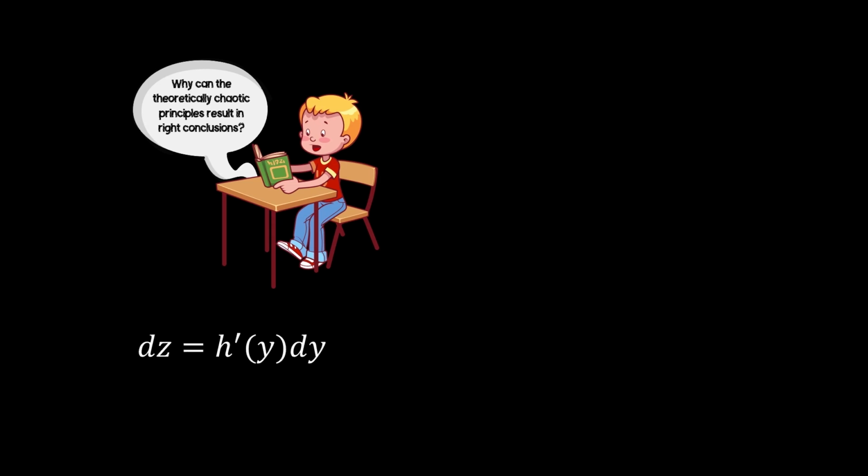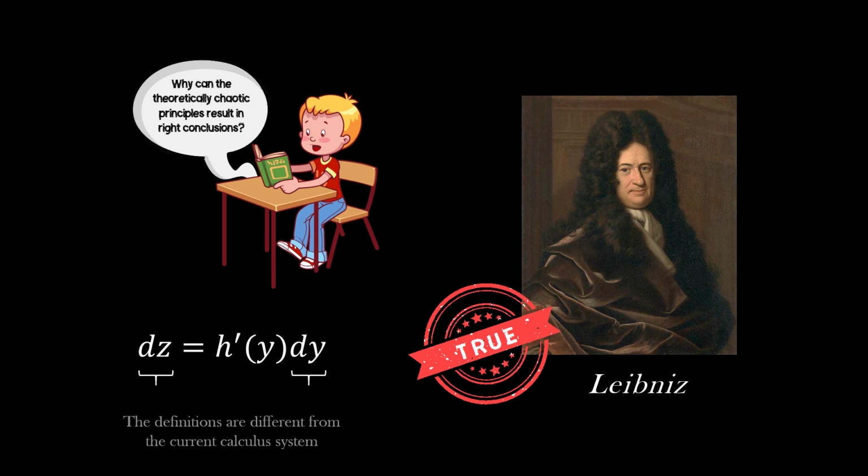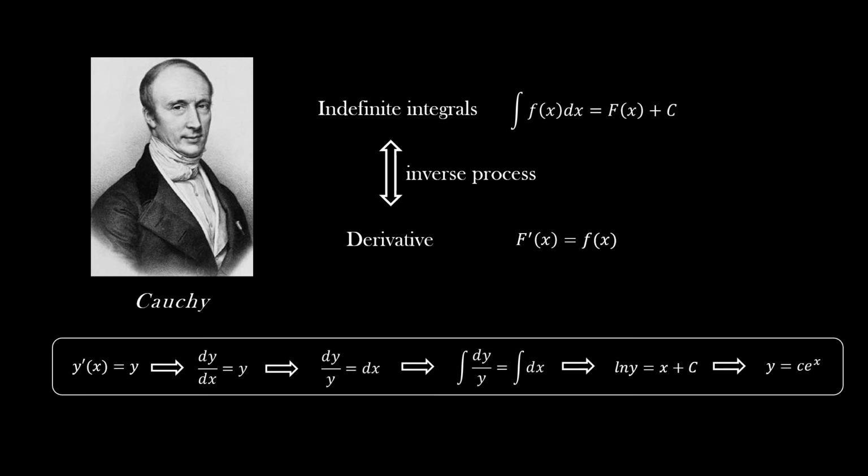This is because the form of dz = h'(y)dy is right in the sense of the Leibniz system, where dy, dz, and the corresponding principles, and the definition of the differential, are different from those in the current calculus system. In the current system of principles of integrals represented by Cauchy's theory, the indefinite integral is the inverse process of taking the derivative. But when facing equations of derivatives, this kind of indefinite integral is helpless. And we have to transform all derivatives into differentials, and take integrals at both ends in Leibniz's way. Isn't it absurd?